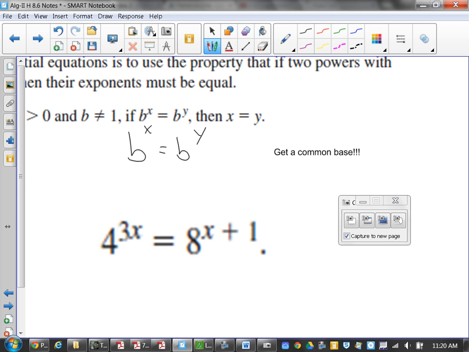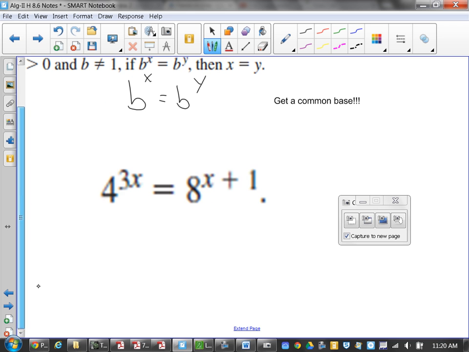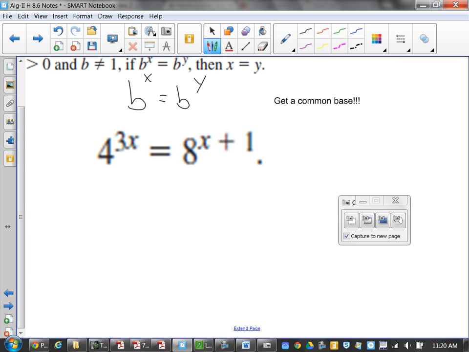The reason that is, remember when we did some of the log-based stuff. Well, let's rewrite these so they have a common base first. If I want to get a common base between a 4 and an 8, what would it be? 2. How do you rewrite 4 as a base 2? 2 squared. All right, so this becomes 2 to the 2 times 3x. And this becomes 2 to the 3 times 2.